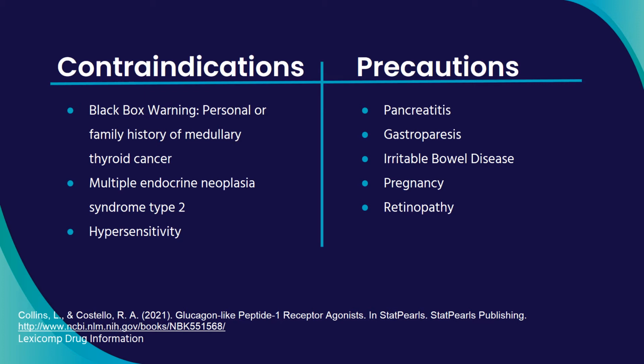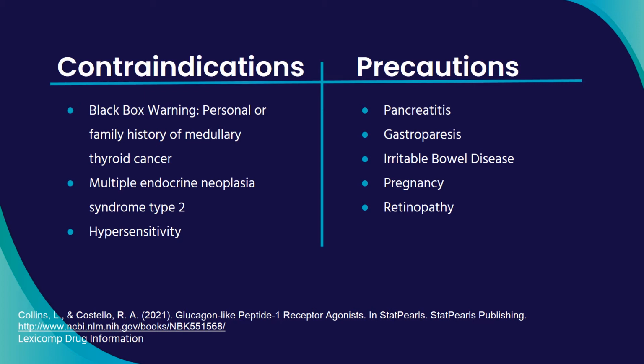Cases of acute and chronic pancreatitis have been reported with the use of GLP-1s. The class of medications should be avoided in those with acute or chronic pancreatitis. If the patient has a history of acute pancreatitis that has since resolved, the class of medications can still be used with caution. Caution should be used in those with a history of gastroparesis, as GLP-1s slow gastric emptying.